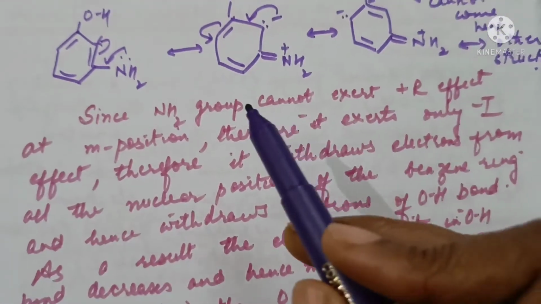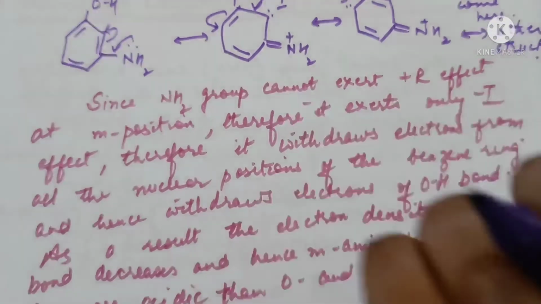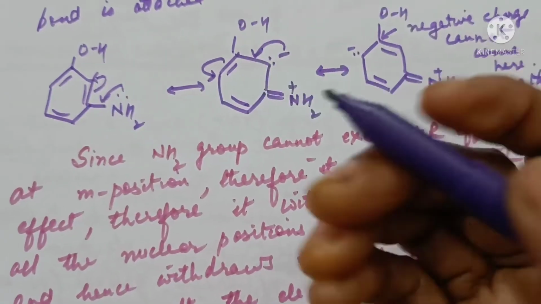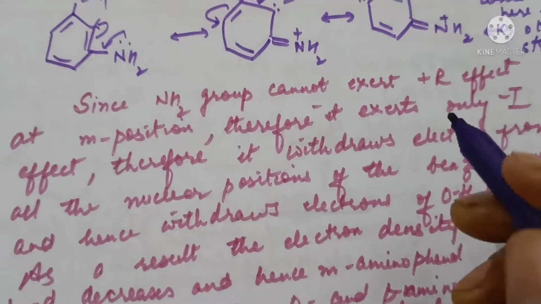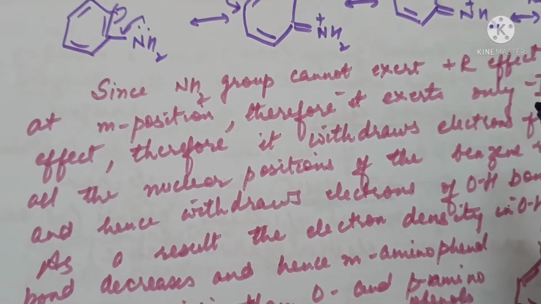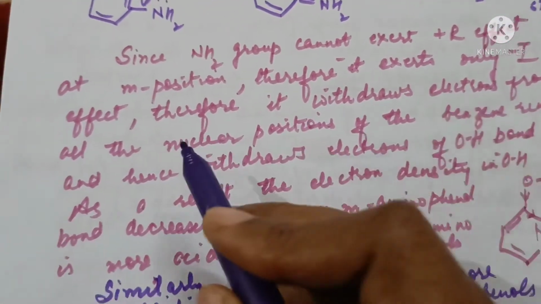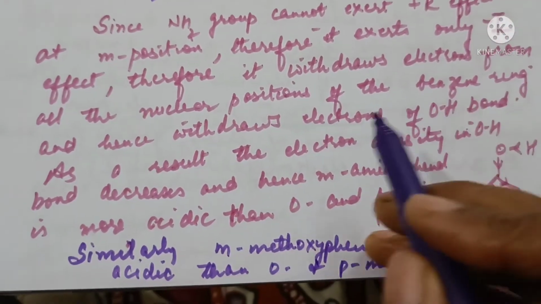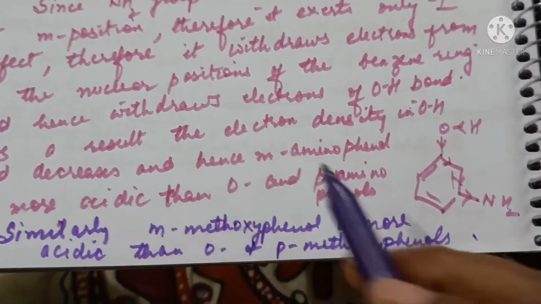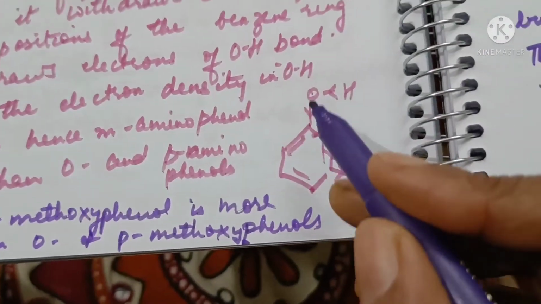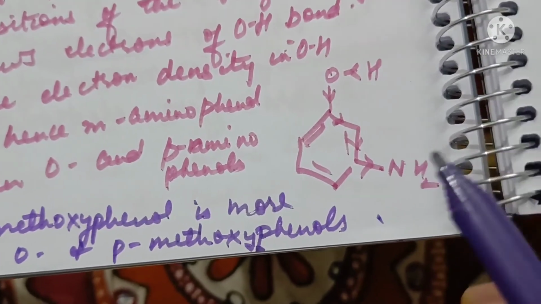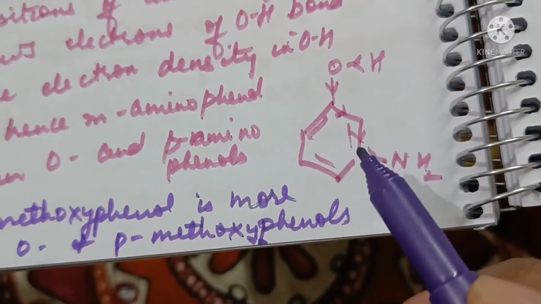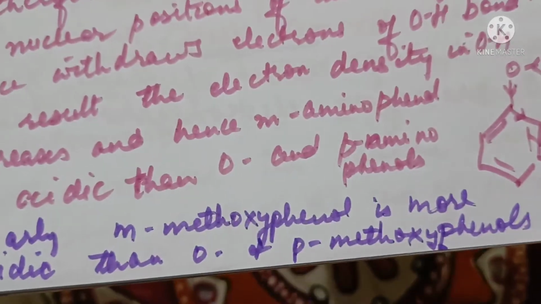However, the amino group is electron withdrawing in nature. It is more electronegative. It will withdraw the electrons. So due to minus I effect, it withdraws the electron from all the nuclear positions of the benzene ring and will withdraw electrons of the OH bond and will increase the acidic character. So meta-aminophenol will be more acidic than phenol.